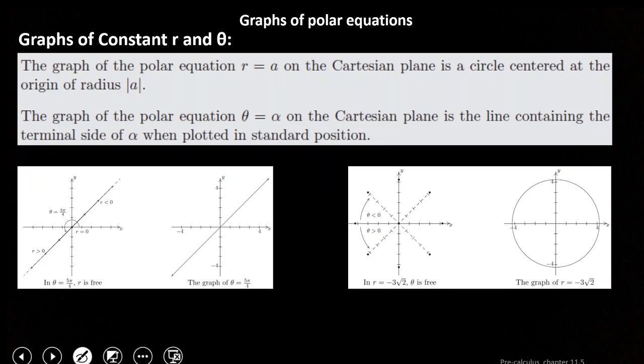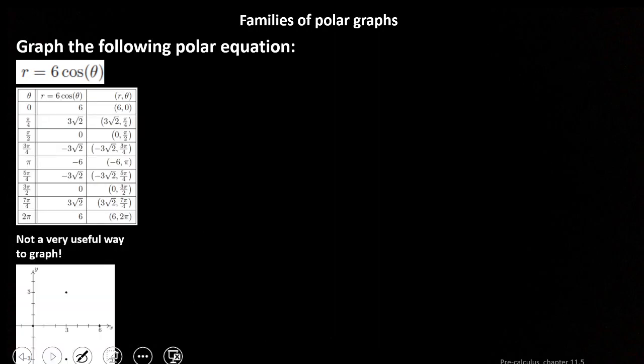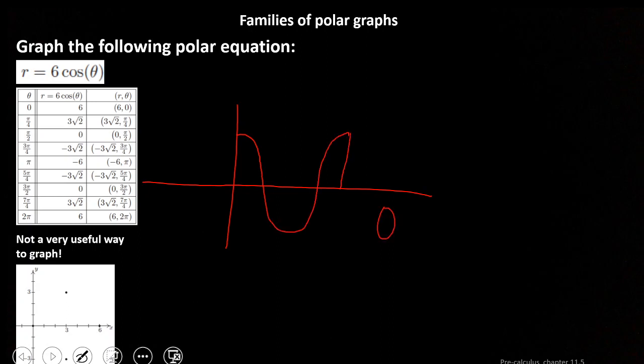So let's look at another type of polar graph. What does this look like? Well, in order to do this, we have to graph it. Now, to graph it, we can have a bunch of values for theta and a bunch of values for r and graph it. But it's easier to think of r equals 6 cosine theta in the rectangular coordinate plane, such that this is theta and this is r.